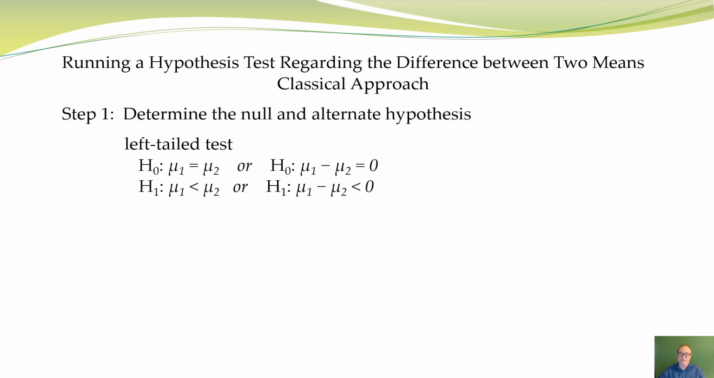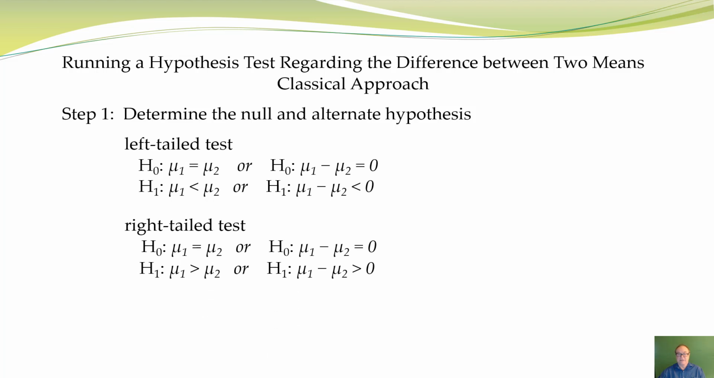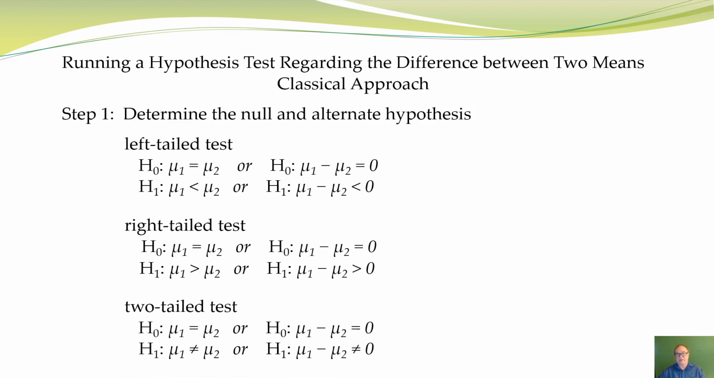And for the alternate hypothesis, if mu1 is less than mu2, then mu1 minus mu2 is going to be a negative number, which means it's less than 0. Okay? And the form on the right is what is used in StatCrunch. The form on the left is what's usually written in a document. Right-tailed test, null would be mu1 equals mu2. The alternate would be mu1 greater than mu2. For a two-tailed test, we assume mu1 equals mu2, and we try to show mu1 not equal to mu2. That would be your alternate.